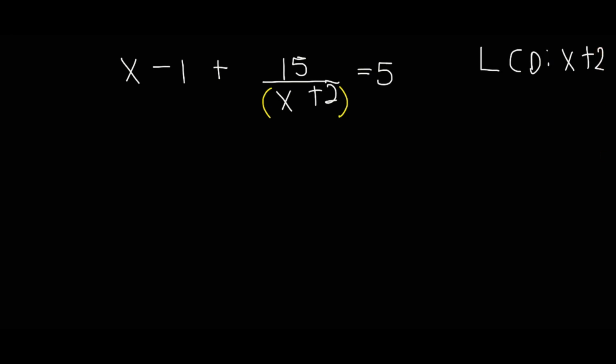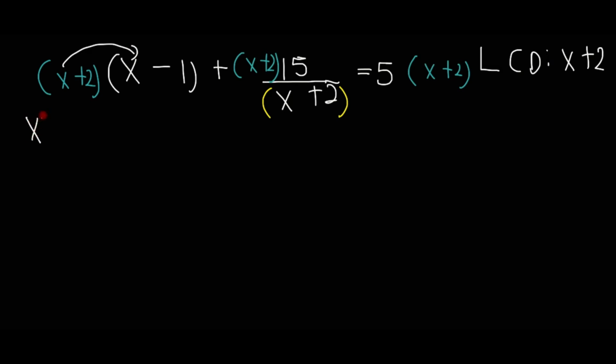So from there, multiply both sides by x plus 2, and then the same thing, x plus 2, and then even here. So now we can multiply. This one times this one is x squared, and then x times minus 1 is minus x, and then 2 times x is 2x, and then 2 times minus 1 is minus 2.